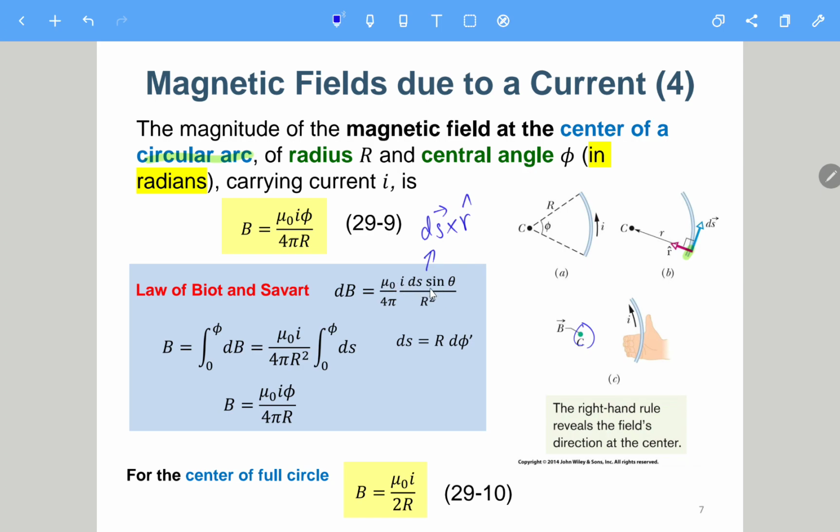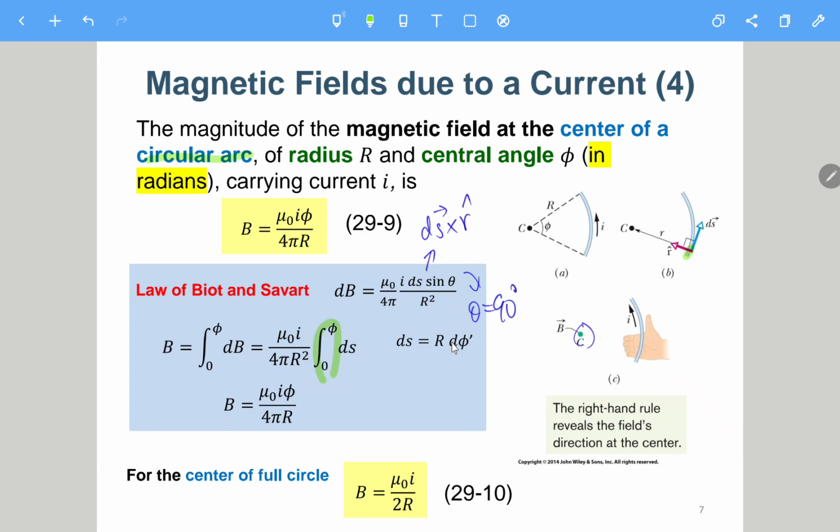The remaining thing, sine of theta, theta is always 90 degrees, because this ds is a tangent line to the arc and this is a radius, so they are always perpendicular to each other. So theta always equals 90 degrees, sine of theta always equals 1. So the remaining thing is the integration from 0 to phi of ds. We need a bit of change of variable. This is not quite correct because this is ds, we actually need to do some change of variable. ds is r times d phi prime.